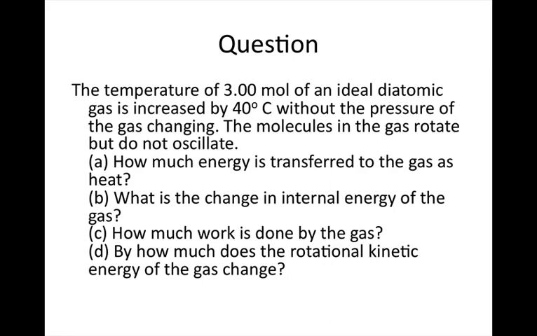The temperature of 3 moles of an ideal diatomic gas is increased by 40 degrees C without the pressure of the gas changing. The molecules in the gas rotate but do not oscillate. Okay, so it's diatomic, it's rotating and not oscillating. So rotation gives it 2 degrees of freedom. If it's rotating, it's also translating, so that's 3. So it's got 5 degrees of freedom. How much energy is transferred to the gas as heat is part A. Part B, what is the change in internal energy of the gas? Part C, how much work is done on the gas? And part D, how much does the rotational kinetic energy of the gas change?